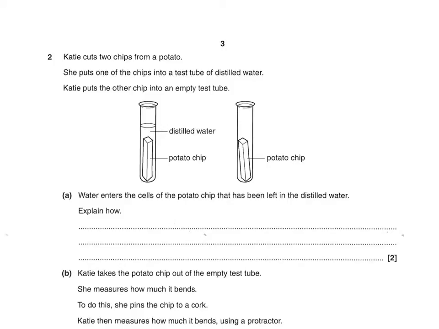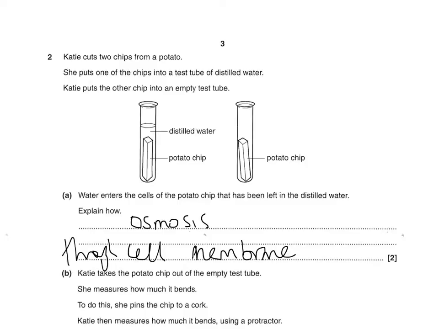Next question, Katie cuts 2 chips from a potato. She puts one of the chips into a test tube of distilled water. Katie puts the other chip into an empty test tube. Water enters the cells of the potato chip that has been left in the distilled water. Explain how. So first you've got to use the keyword osmosis. So it's by osmosis that this happens. And then the second mark is where it goes through, and that's through the cell membrane. So it happens via osmosis, and it travels through the cell membrane.